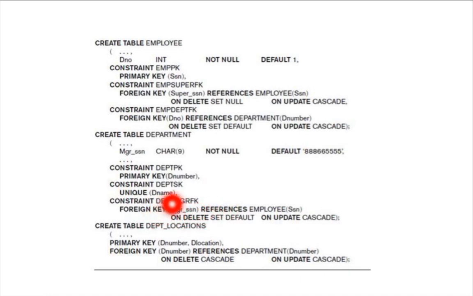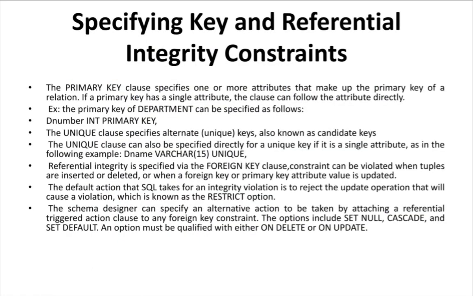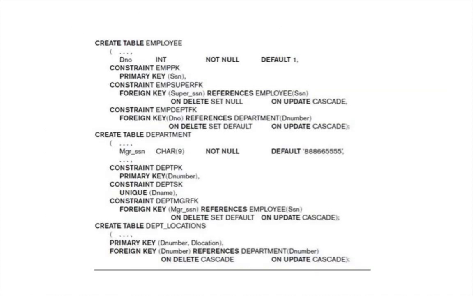That is called composite attributes. Here in department location, you can see my primary key is a set of two attributes, department number and department location. That is possible. So that's why I am telling you the primary key clause specifies one or more attributes that make up the primary key. If more attributes are there, I can call it a composite attribute, right. So here you have seen that the primary key keyword is used to specify the primary key constraint.